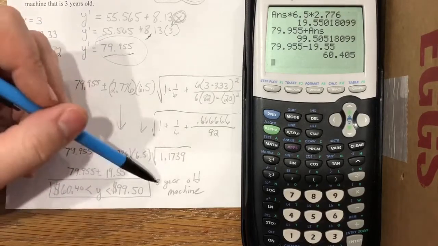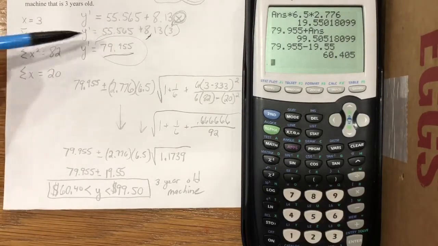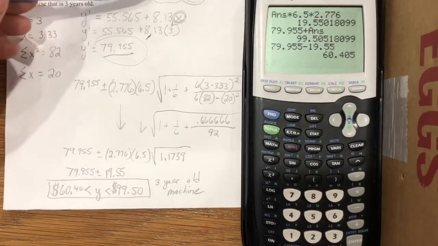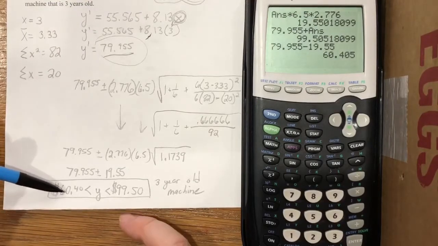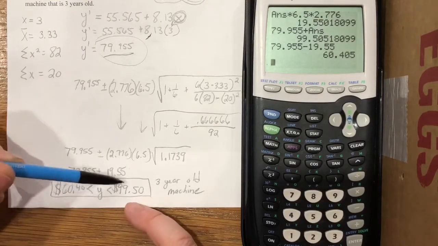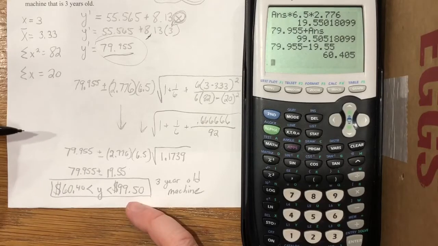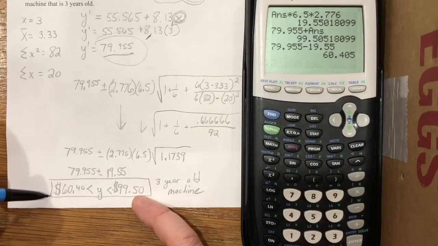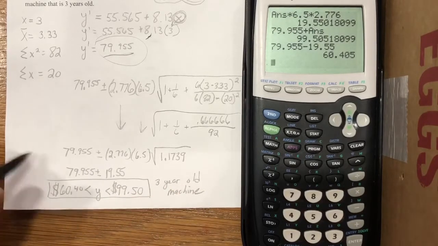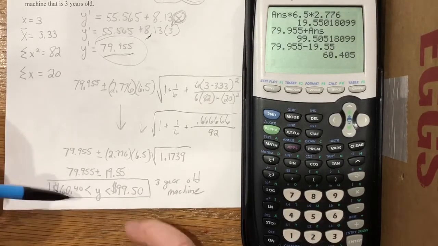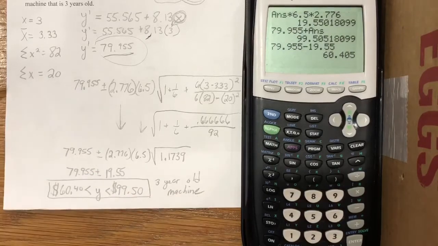Again, we talked about at the beginning that our line predicted $80, give or take. But the reality is, if you've got a 3-year-old machine, with 95% likelihood, your actual costs are going to be between basically $60 and just about $100. So there is quite a range there, depending on how well you take care of it. That is your final prediction interval for a 3-year-old machine.